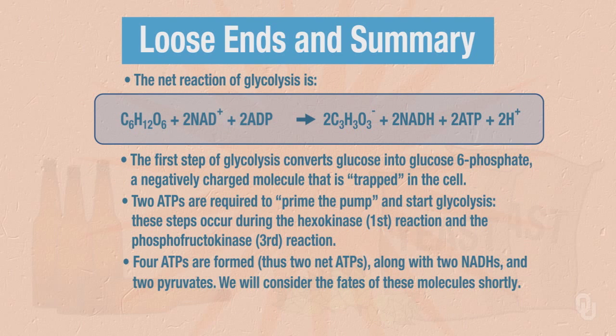Finally, we saw that 4 ATPs are formed, and thus a net of 2 ATPs, along with 2 NADHs and 2 pyruvates. We will consider the fates of these molecules shortly.